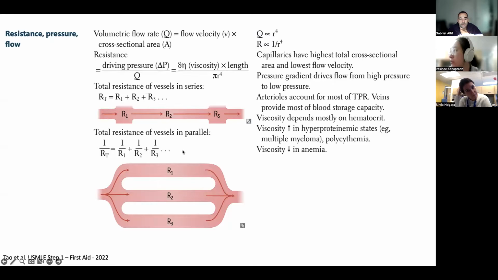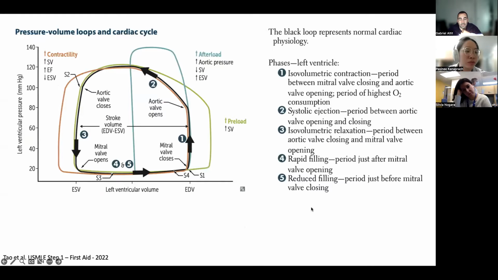So that reminds me a lot of a nightmare from physics when I was in college, but it's important to know these things, as well as resistance being a factor of the viscosity, the length, and the radius or diameter of the actual vessel. You need to learn what these pressure volume loops are.